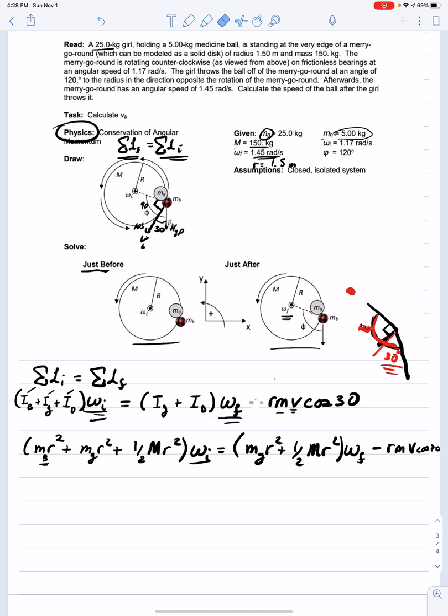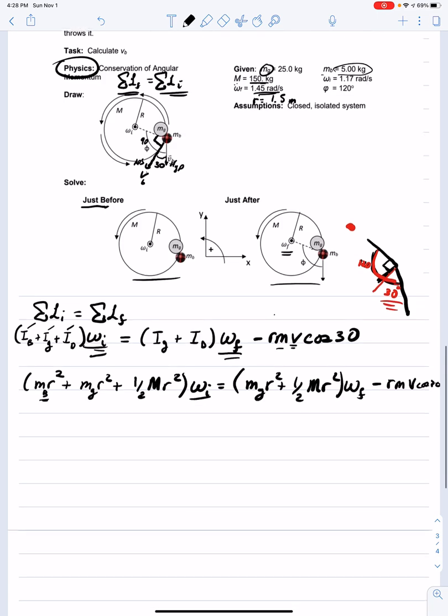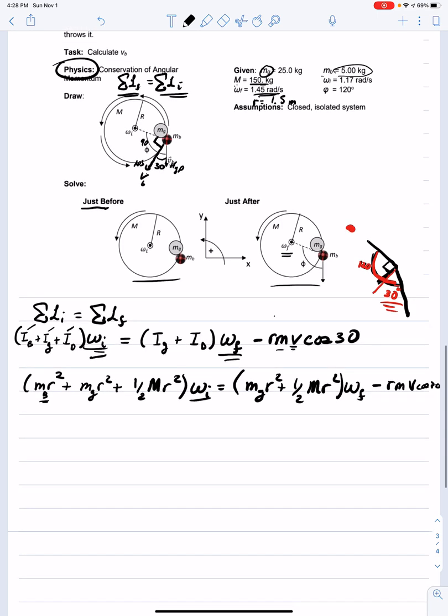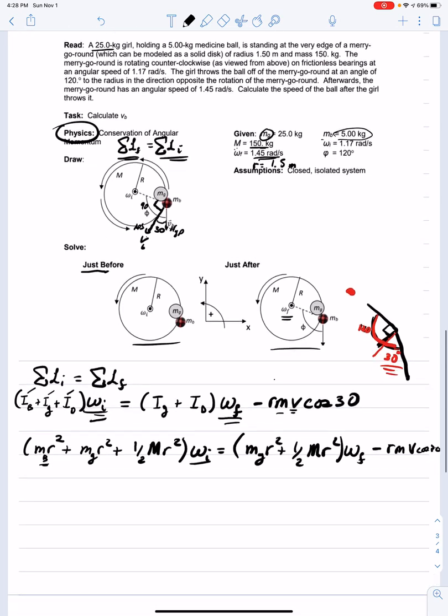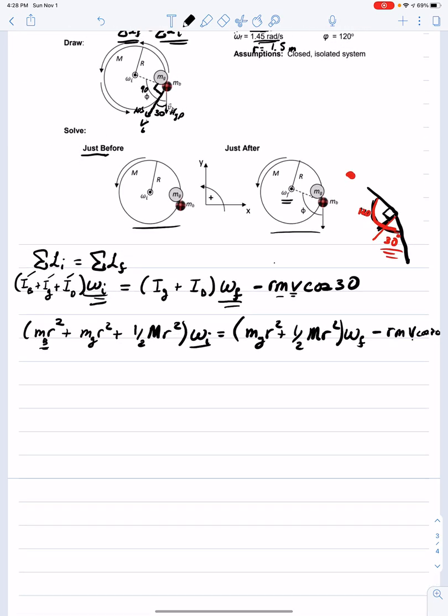So let me erase this. And this time it's going to be negative because it's going opposite of the rotation. Okay? So that's important. And now the question was solve for the velocity of the ball right here. So now all you have to do is solve for the velocity of the ball.